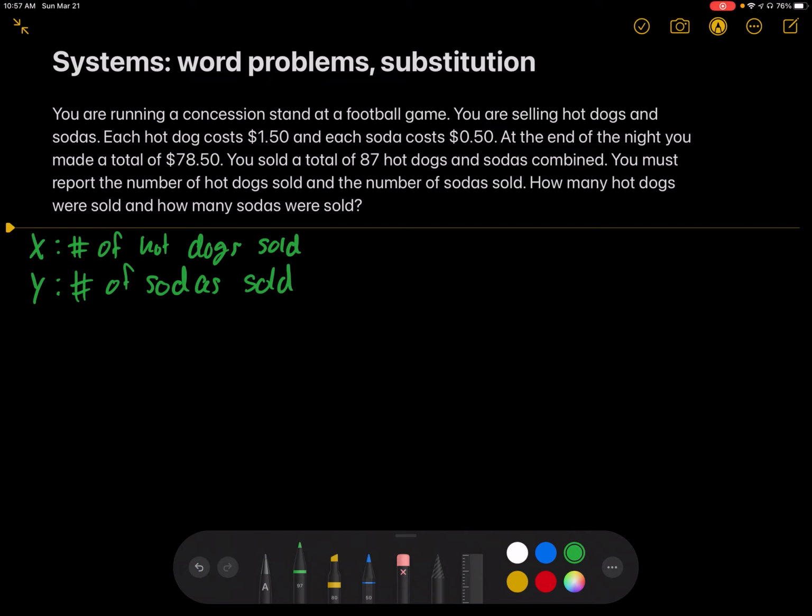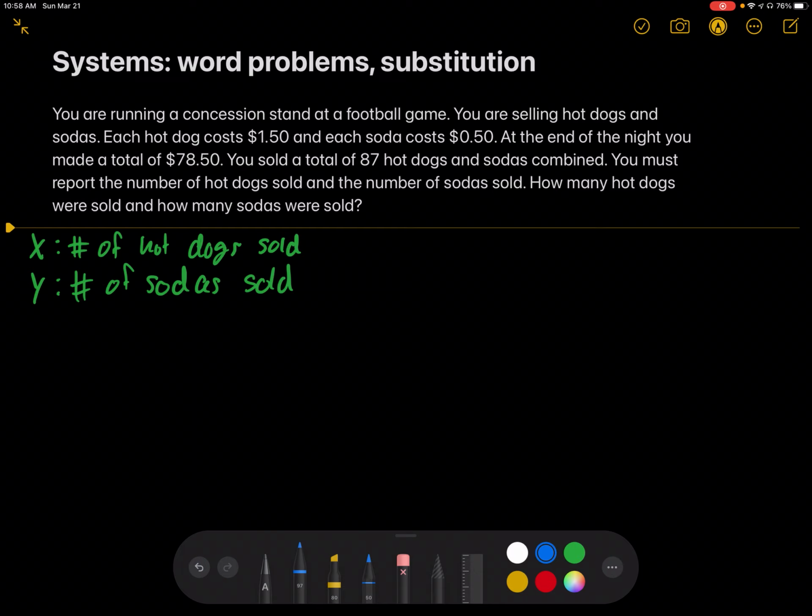And I picked those variables by seeing what it wanted me to find. It asks in the last line there how many hot dogs were sold and how many sodas were sold. So we know that it doesn't give us that in the problem, and we're going to have to find it using what we know about systems. So now we get into actually solving it.